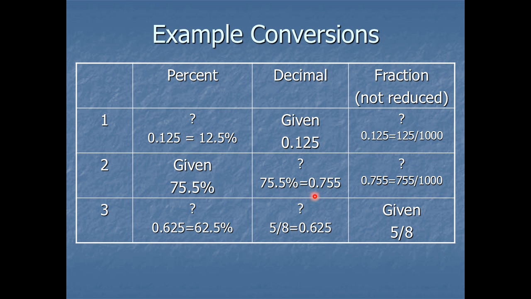And regarding the fraction, if you are given the fraction, you can divide 5 by 8 to get the decimal fraction. Once you know the decimal fraction, you can easily change it to percent, just moving the decimal point 2 positions to the right. I'm saying if you know 1, you should be able to convert to the other 2.